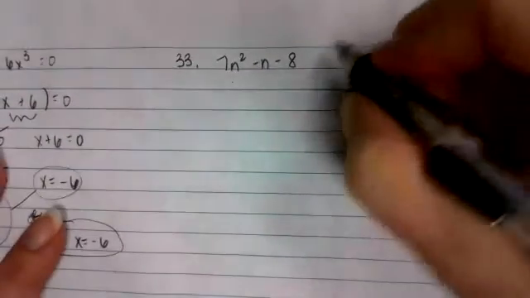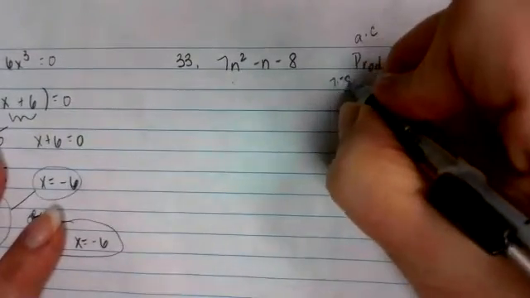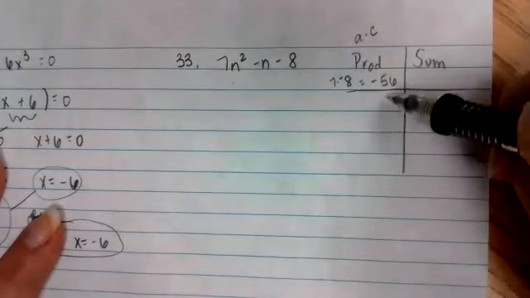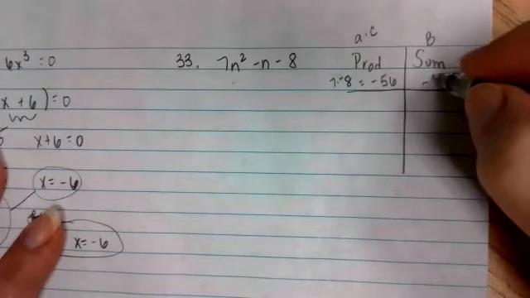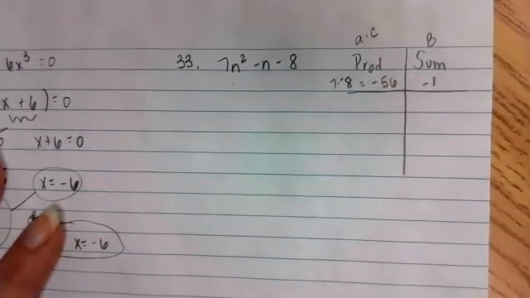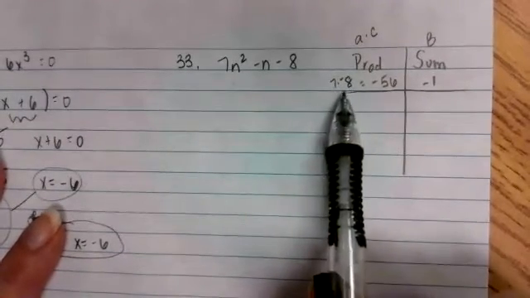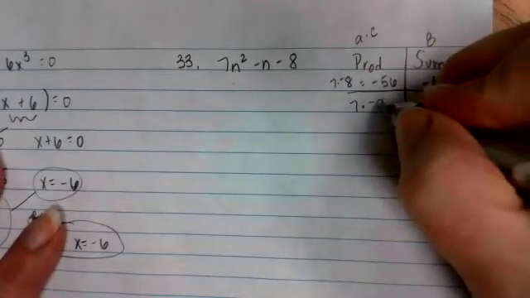My product is always a times c. In this problem, that's going to be 7 times negative 8, which is negative 56. I'm looking for a product of negative 56, so I need a positive and a negative. And then my sum is always the b term, which here is negative 1. Now, don't think too hard. If they multiply together to give me negative 56 and add together to give me negative 1, it's going to be 7 times negative 8.